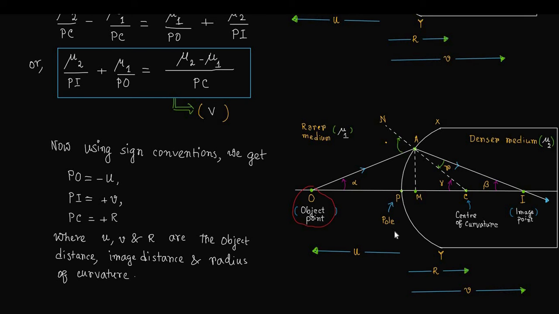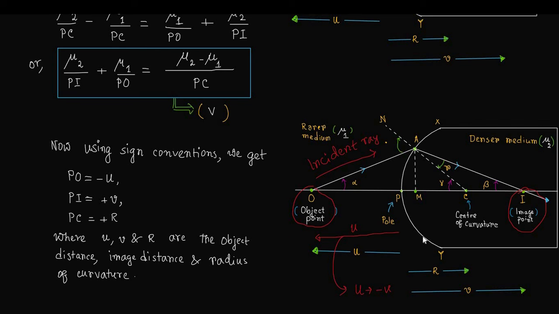Now O is the object point existing on the principal axis, and object distance U is measured in the opposite direction of incident ray OA. Object distance PO, which is equal to U, is measured in the opposite direction of incident ray OA. That's why this object distance of the object point O from the pole P is denoted by minus U, because object distance is measured in the opposite direction of the incident ray.